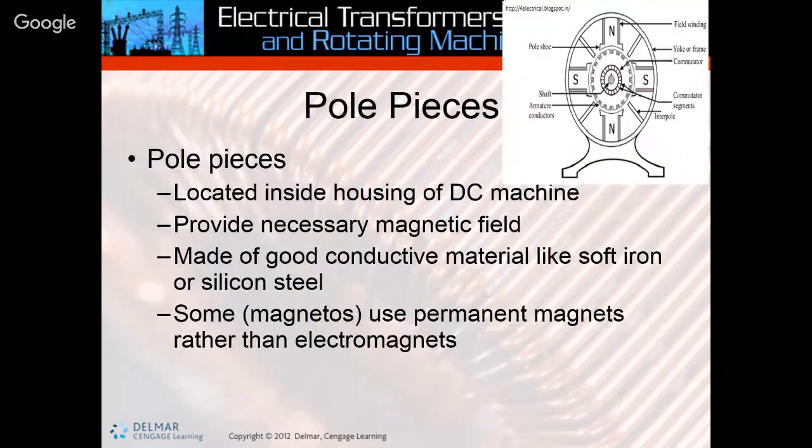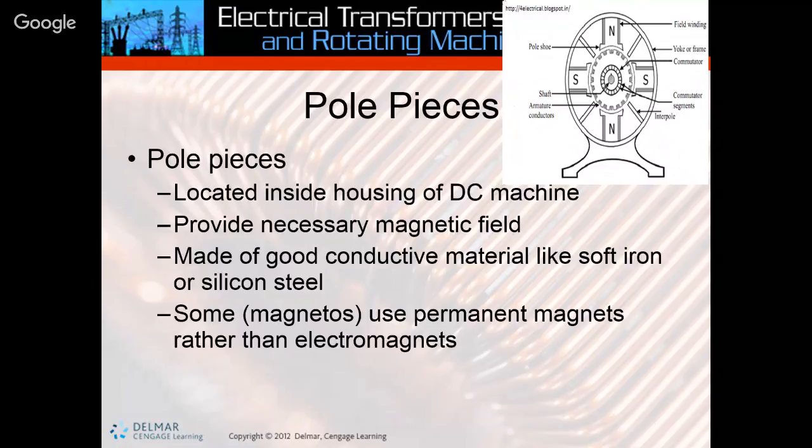Pole pieces, and then we're going to be done for the day. So the pole pieces, right here, this is a pole. These are located inside the housing of the DC machine. When we say DC machine, we're talking about a motor, or excuse me, a motor or generator, something that's mechanical. Located inside the housing of the DC machine, they provide the magnetic field.